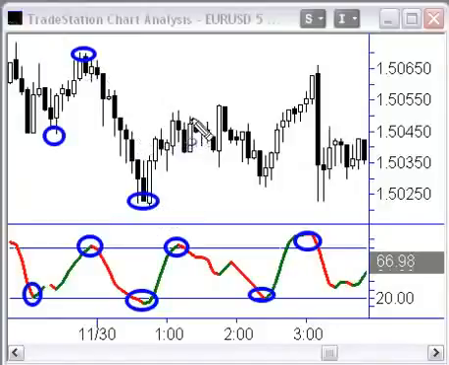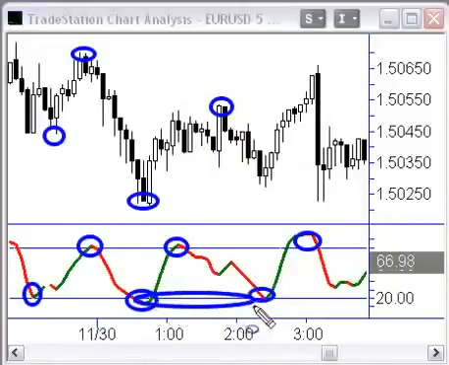Now this one's a little trickier because this high is a little higher than that high. So actually the high we would use is this one because it is a higher high while the oscillator hit 20 and before it came back down to 20. So in other words, you're looking for the highest high in price while the oscillator is between cycle lows.